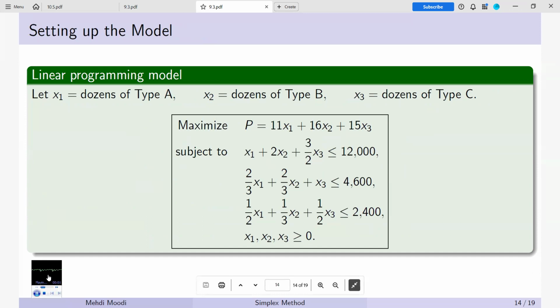Here we define x1, x2, and x3 and build the linear programming model. The objective is profit, and the constraints come from the available process times. Once again, the main skill is turning a real situation into equations.